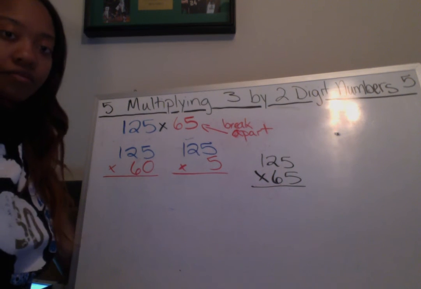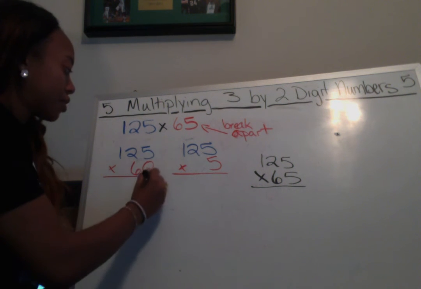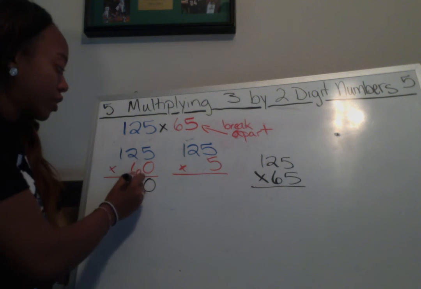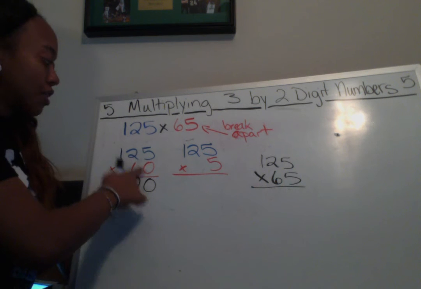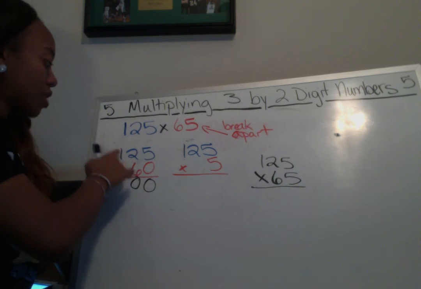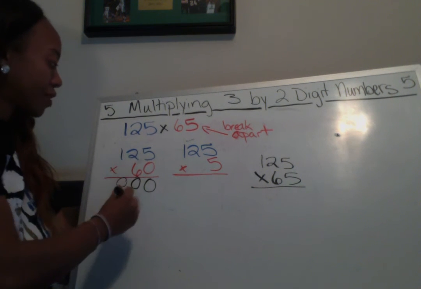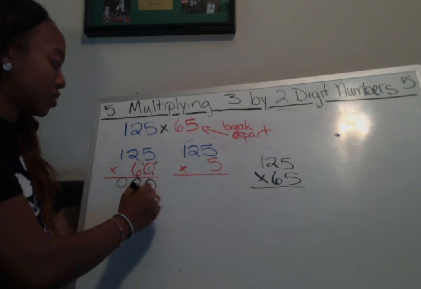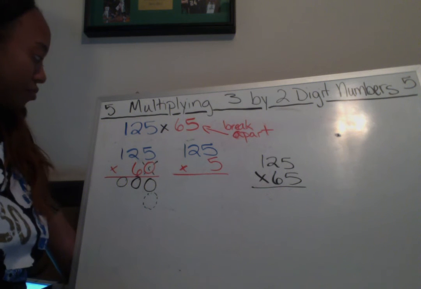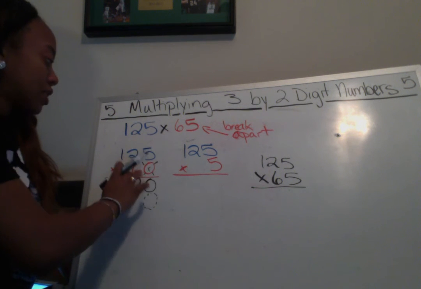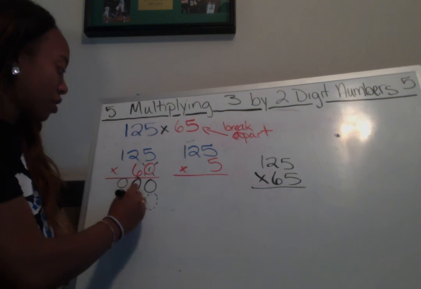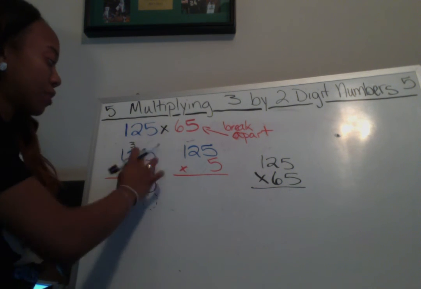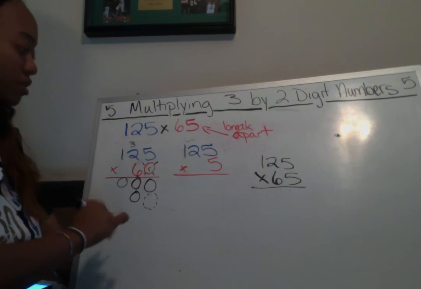5 times 0, that's 1s by 1s, is 0. 1s by 10s, which is 0 times 2, is 0. 1s by the hundreds place, 0 times 1 is 0. I'm done with the 0, so I'm going to put a placeholder 0. 6 times 5 is 30. I need my 3 still, so that was in the ones place. I'm going to now put it above the tens place.